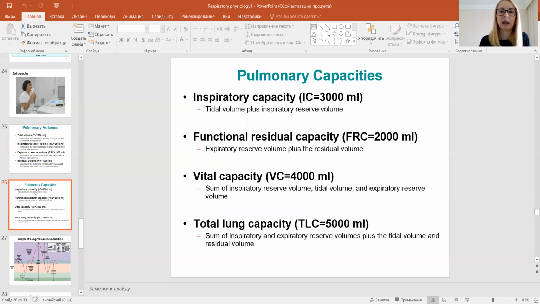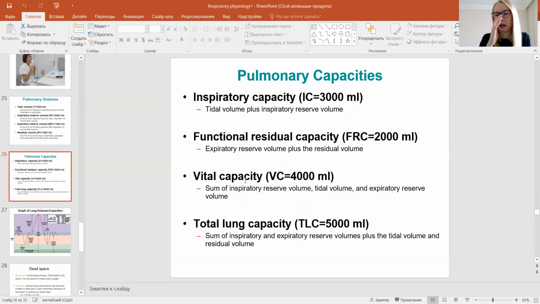Now let's talk about lung capacities. What is the difference between lung capacities and lung volumes? Lung volumes are a simple index which is received from the record, while lung capacities are a calculated index. So it's an algebraic sum of several volumes.